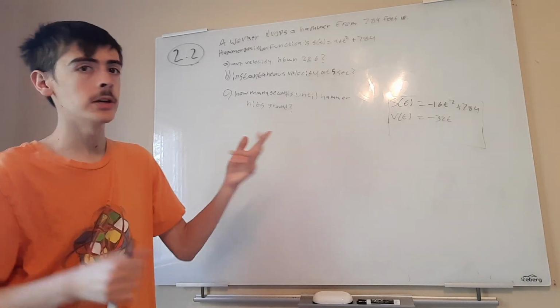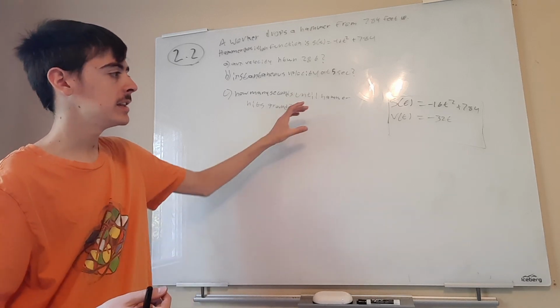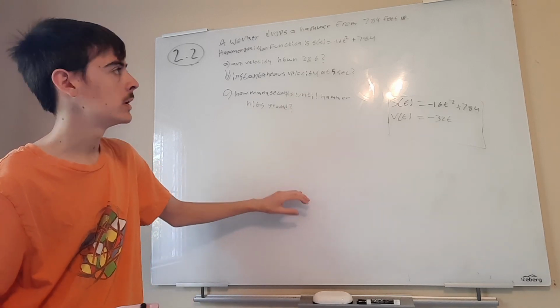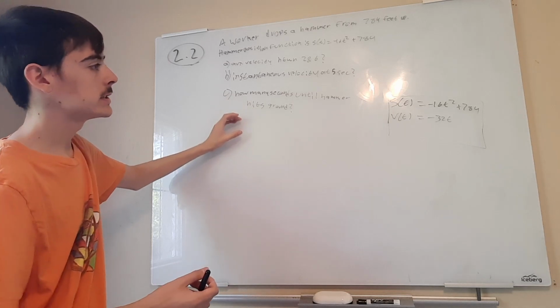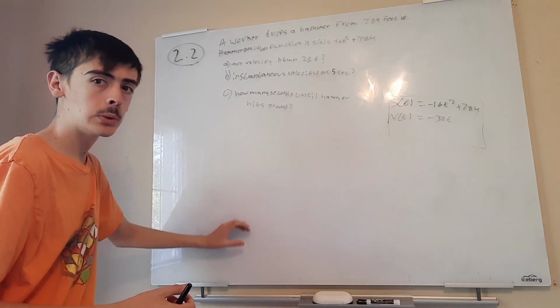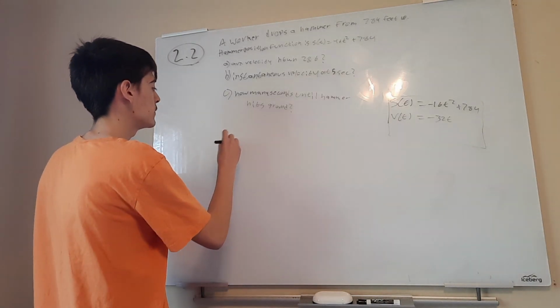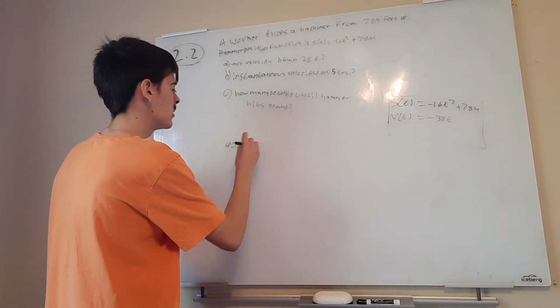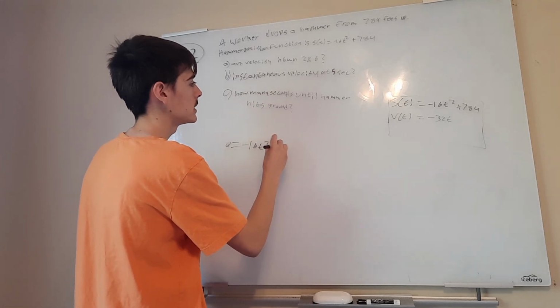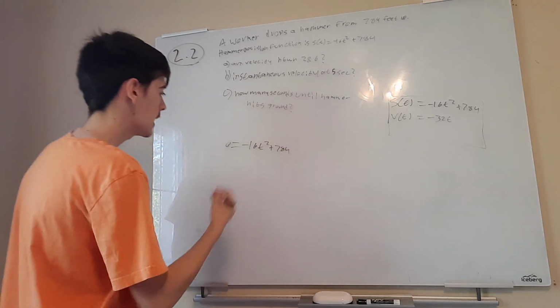But if we think hammer hits the ground, in our case, that's going to mean the position is 0. We start at 784, and as it falls, the position is getting lower and lower. That means the bottom, or the ground, is going to be position 0. So we're going to let the position function equal 0. So 0 equals negative 16t squared plus 784. And so we just solve for t.